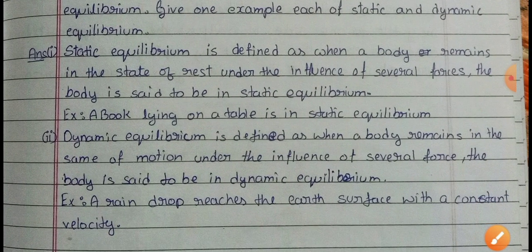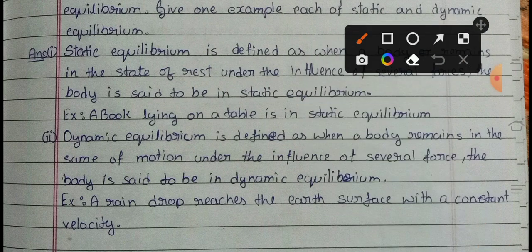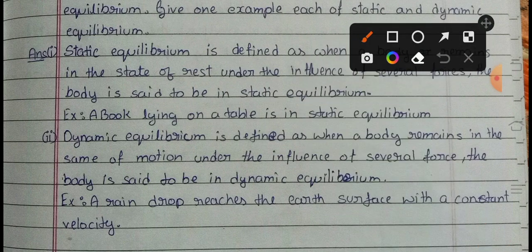Next one is dynamic equilibrium. It is defined as when a body remains in the same motion under the influence of several forces, the body is said to be in dynamic equilibrium. For example, here we'll take a raindrop. Okay, see, a raindrop which is coming from the cloud and it is going to reach the earth.